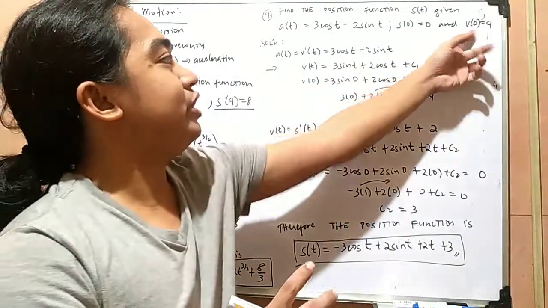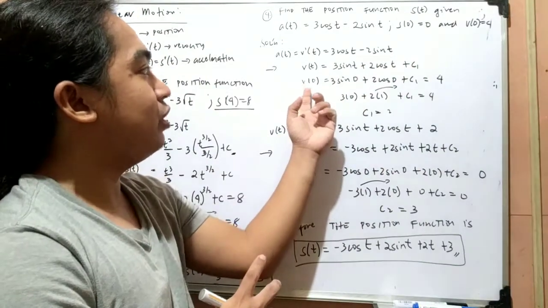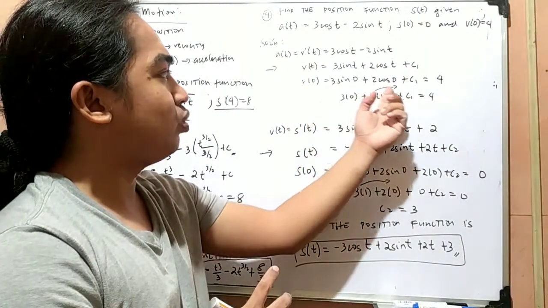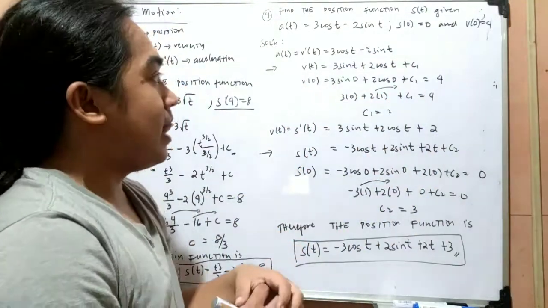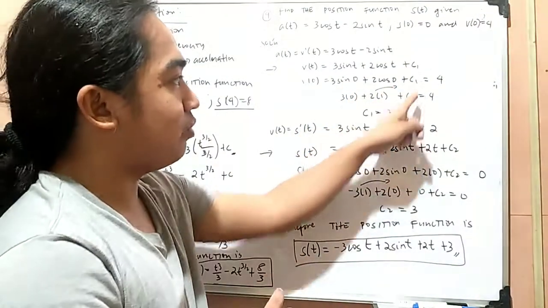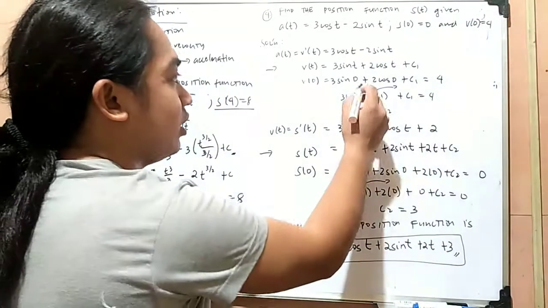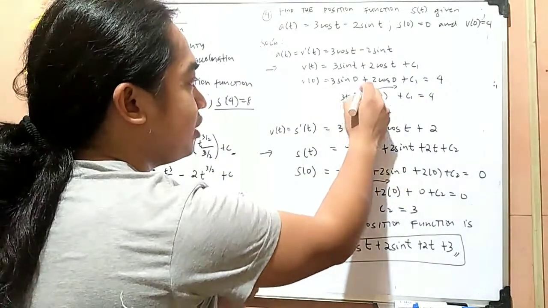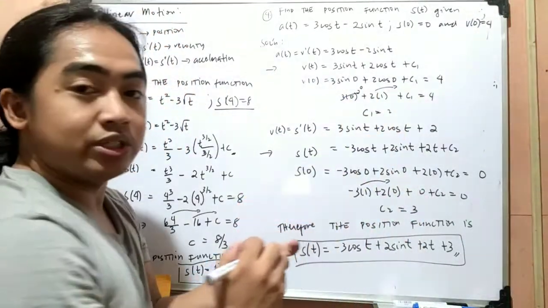And again, v of 0 is equals 4. So, v of 0 is 3 sine 0 plus 2 cosine 0 plus c1. And sine 0 is just 0. Cosine of 0 is 1. And c1 remains the same. So, we get, transpose natin sa other side. Ito, magiging 0 lang yan, no? So, we get c1 equals 2.